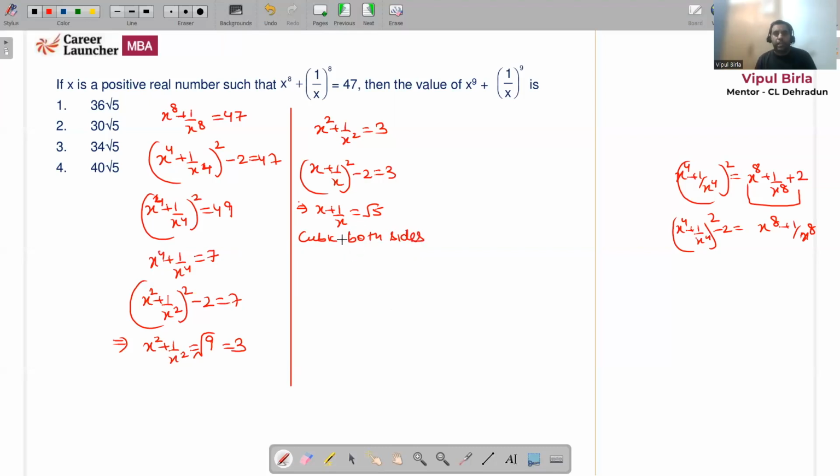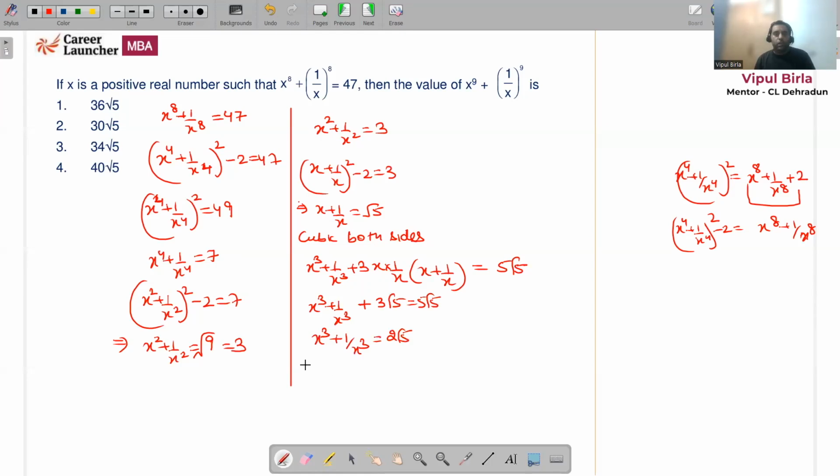So (a plus b) cube is a cube plus b cube plus 3ab into (a plus b). That means x cube plus 1 upon x cube plus 3 into x into 1 upon x into (x plus 1 upon x), 3ab into (a plus b), is equal to 5 root 5. So x cube plus 1 upon x cube plus 3 into root 5, that is 3 root 5, equals 5 root 5. Hence x cube plus 1 upon x cube is equal to 2 root 5.